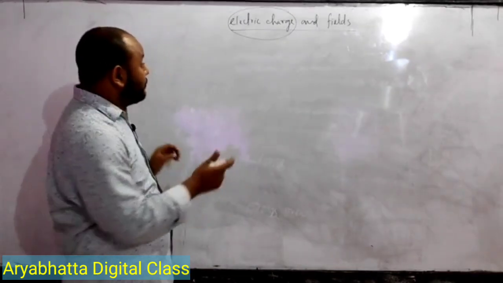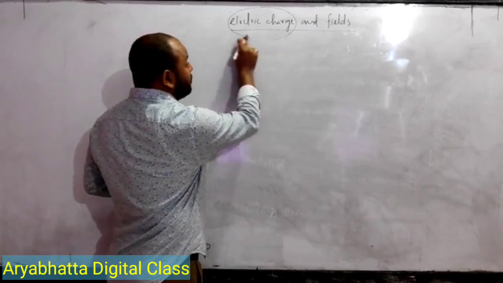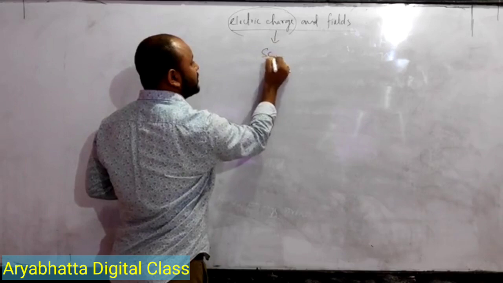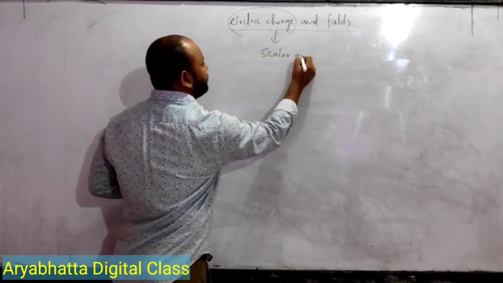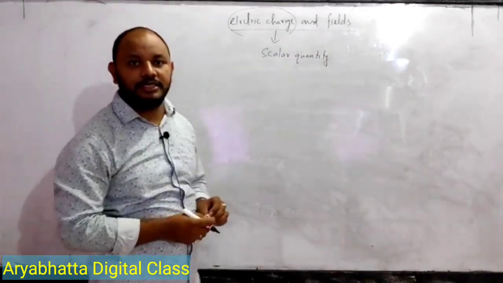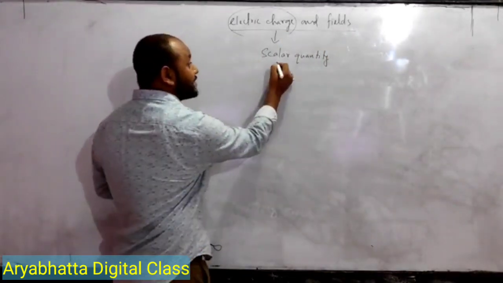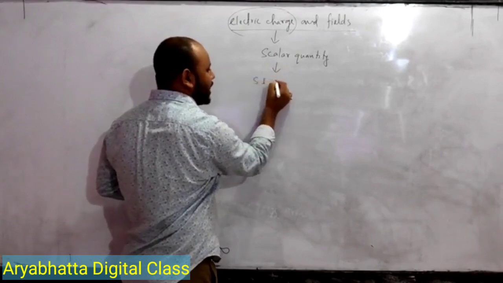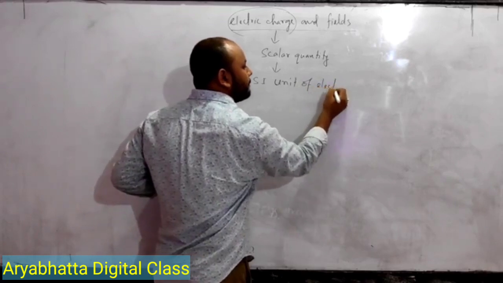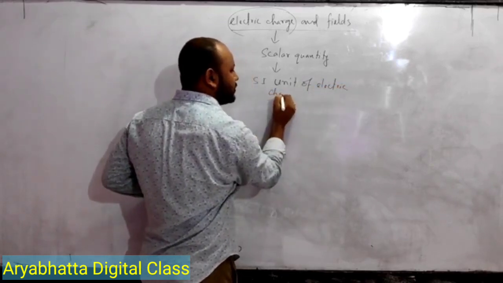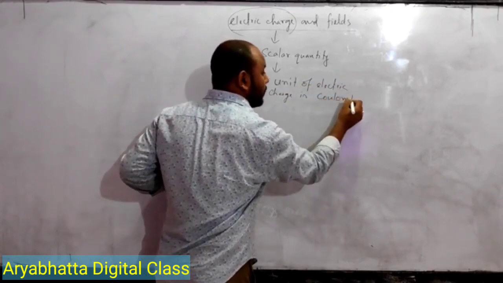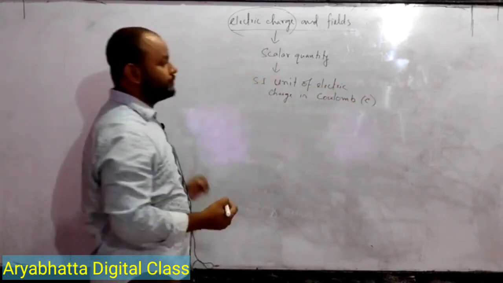You remember, electric charge is a scalar quantity. The SI unit of electric charge is the coulomb, denoted by the letter C.